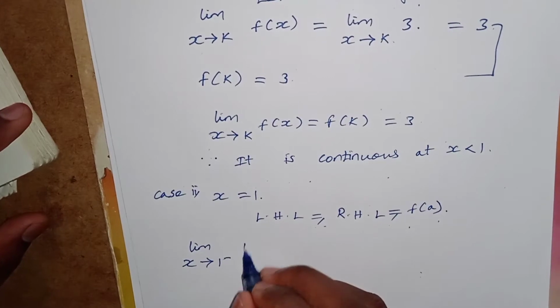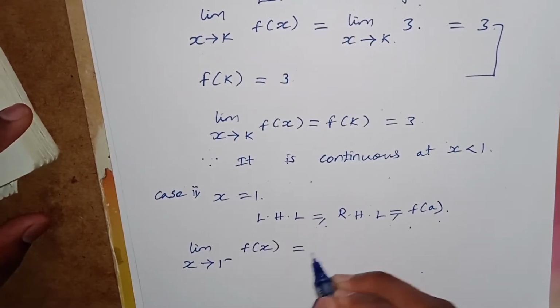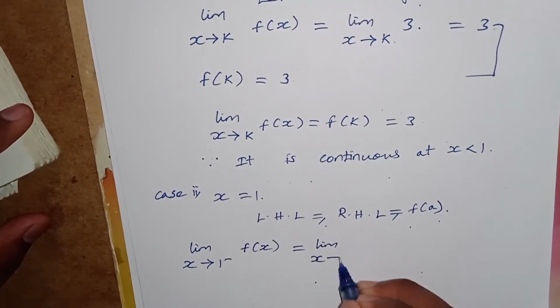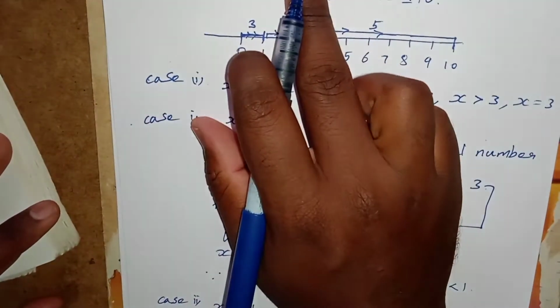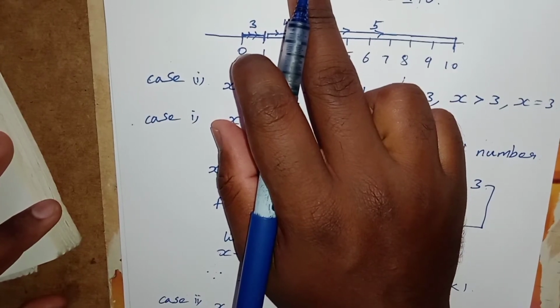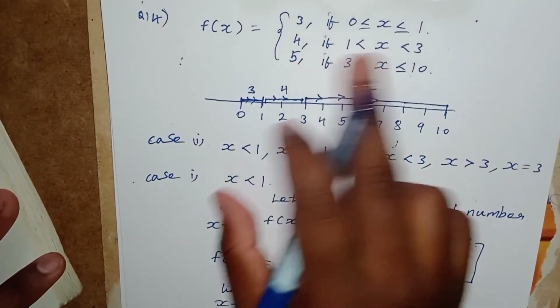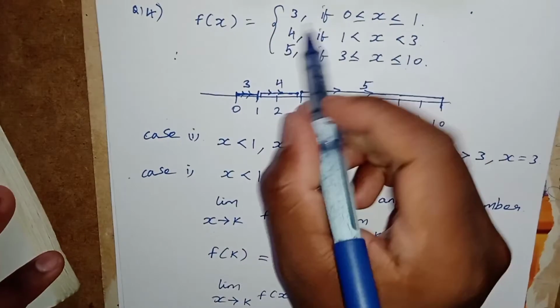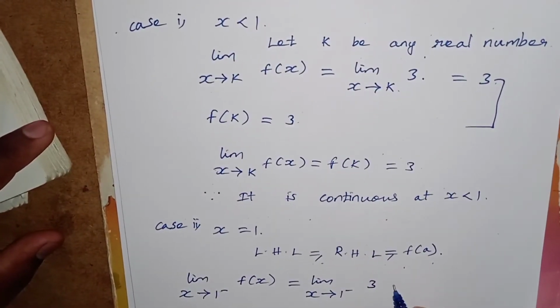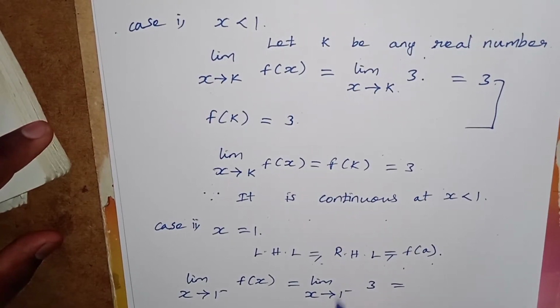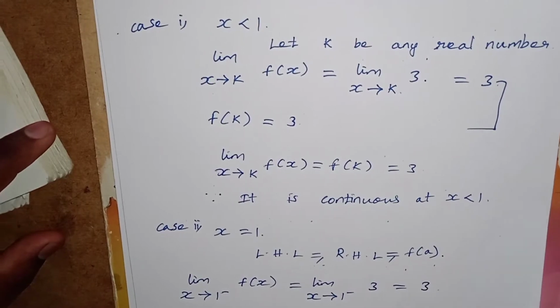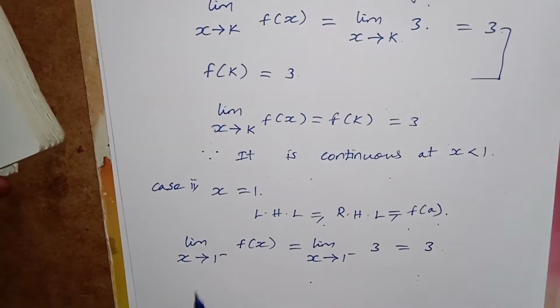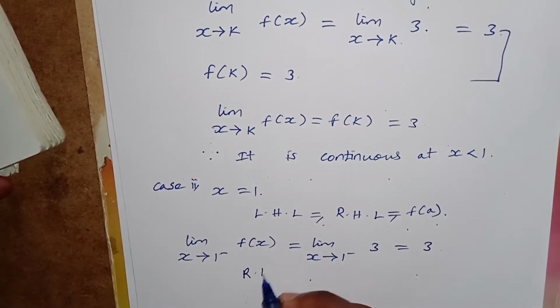Therefore f of x is equal to limit x tends to 1 minus. Here my function f of x, for left hand limit, you have to take less than 1. Therefore the function here for less than 1 is 3. There is no x to substitute the value of x equal to a. Therefore 3 is my answer. Okay, next, right hand limit.